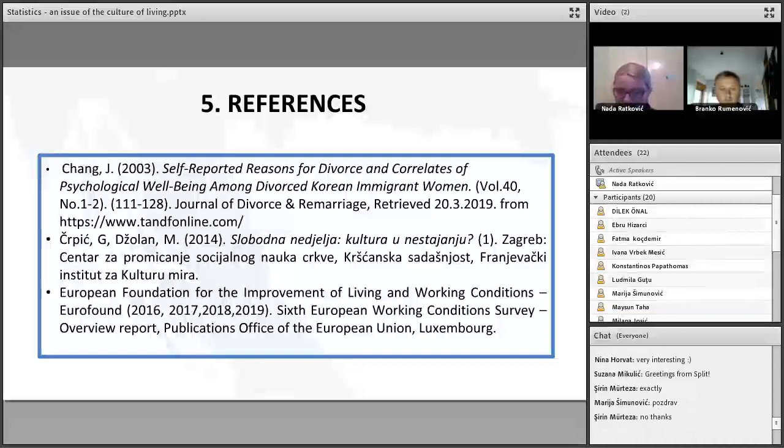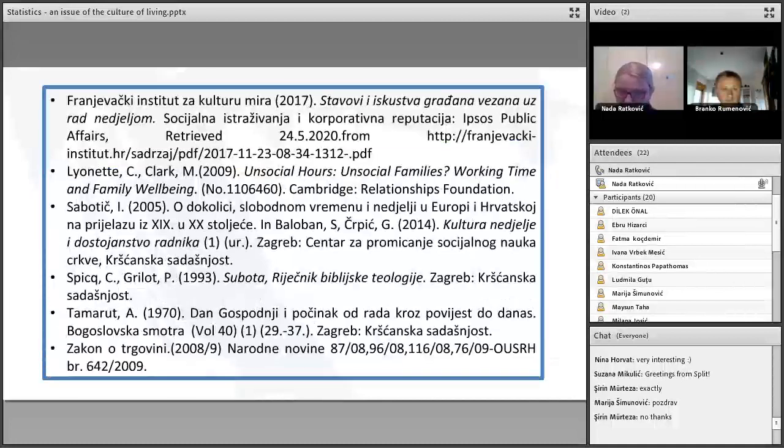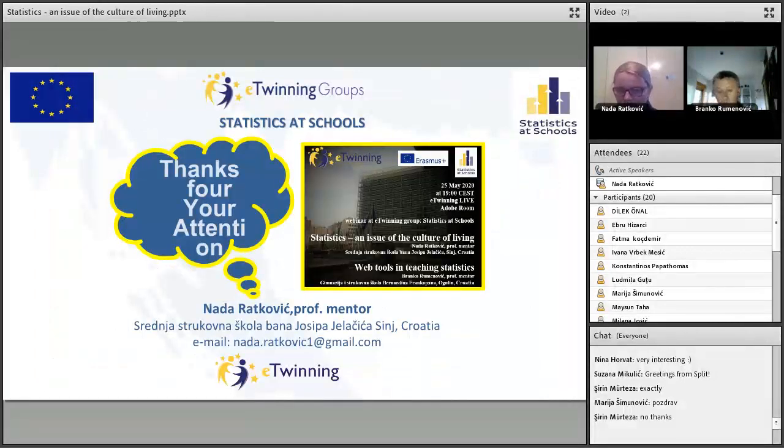Here are the references of this work. I would say that Čepić, Jolan, Free Sunday, Kultura u nastajanju is an excellent book. Here, Franjevački institut za kulturu mira also. Sabotić. So, if you are interested in this theme, please read some of these articles. Here is the law of retail in Croatia.